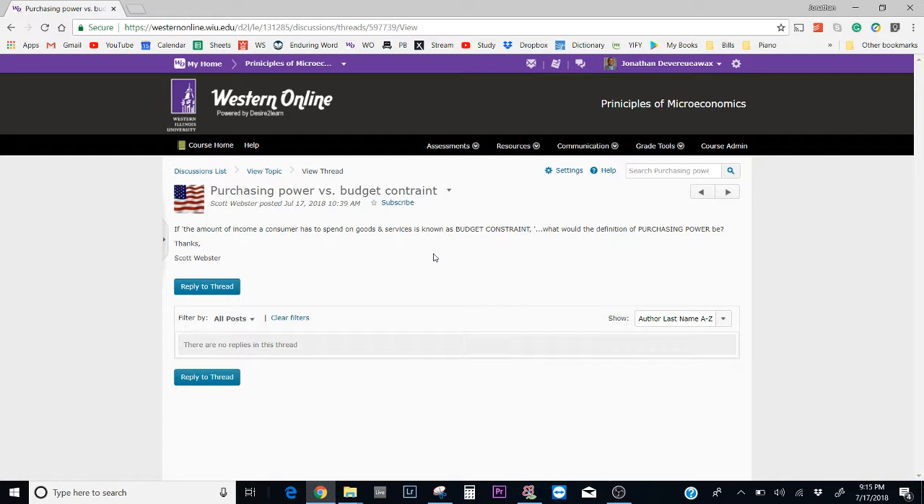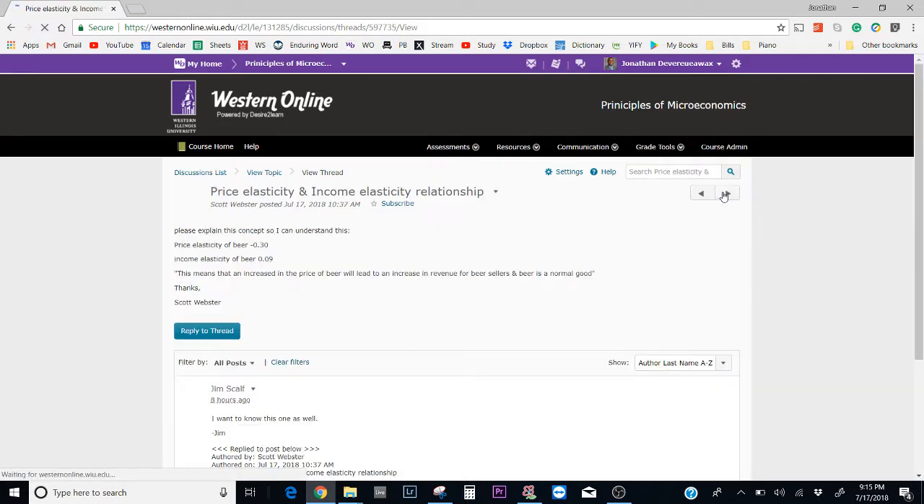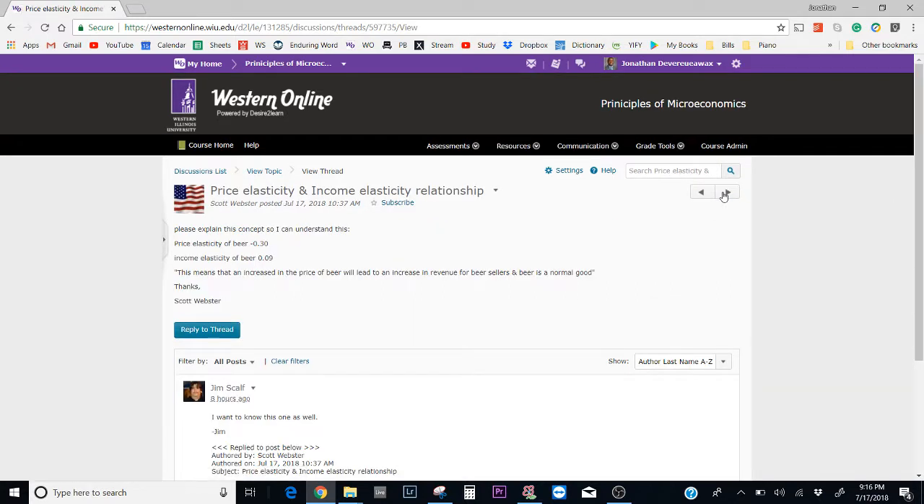Because with purchasing power, what we'll see is that you can actually lose your purchasing power when prices go up, and then you gain purchasing power when prices go down. With the budget constraint, that's the fixed amount that you have to spend at this given point in time. So that's just the main difference. So we talk about purchasing power a lot more in macro when we're looking once again at inflation and our consumer price index and things like that, and you're making those adjustments. So please explain the concept so you can understand this.